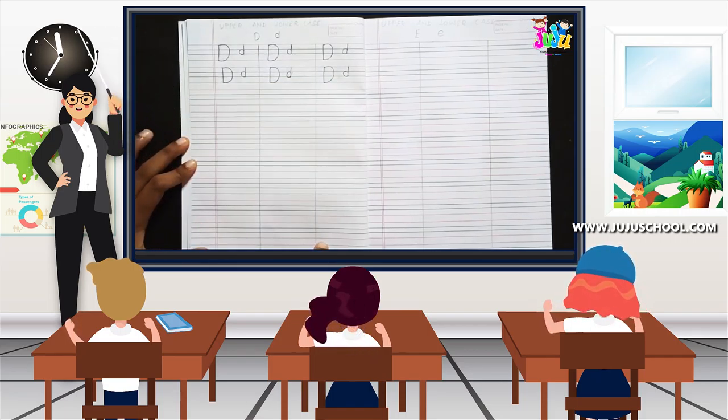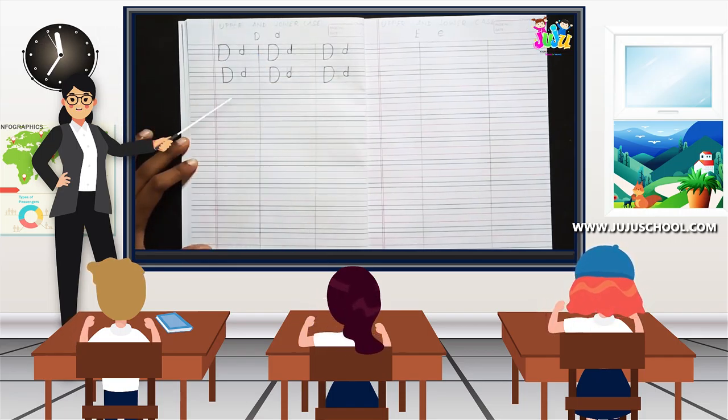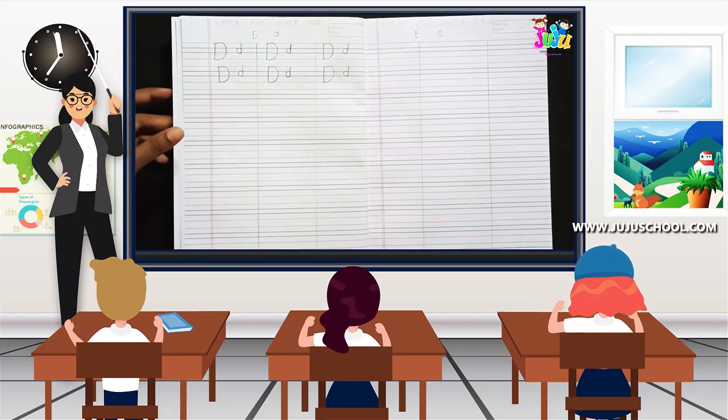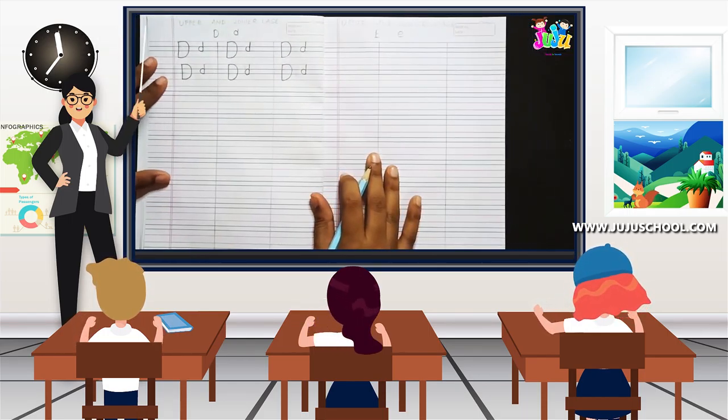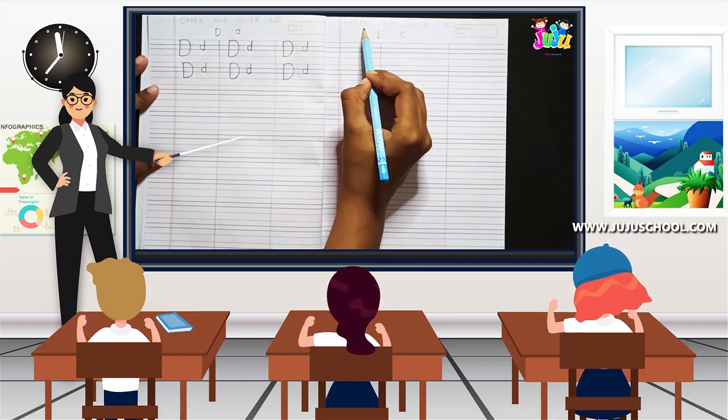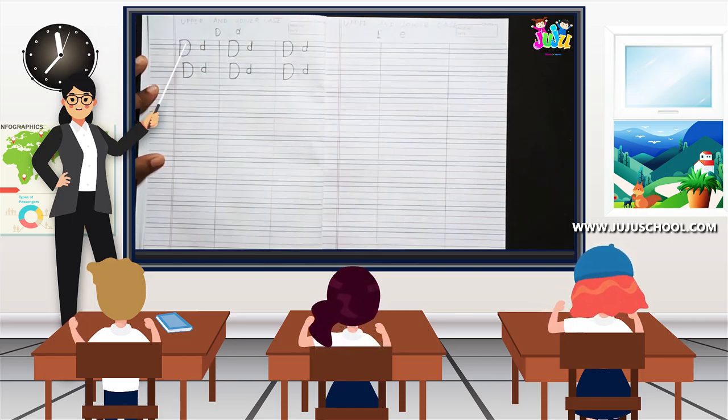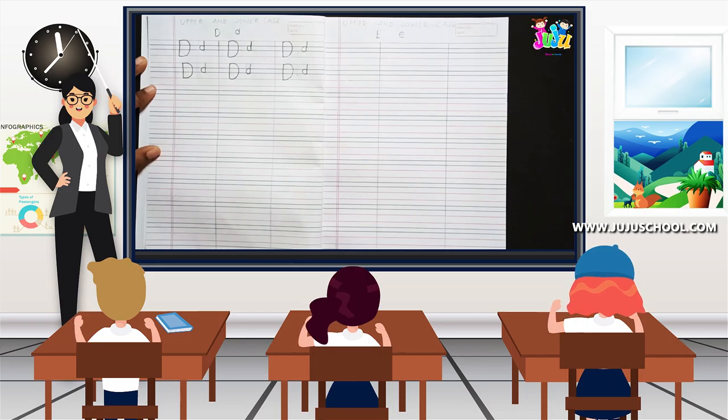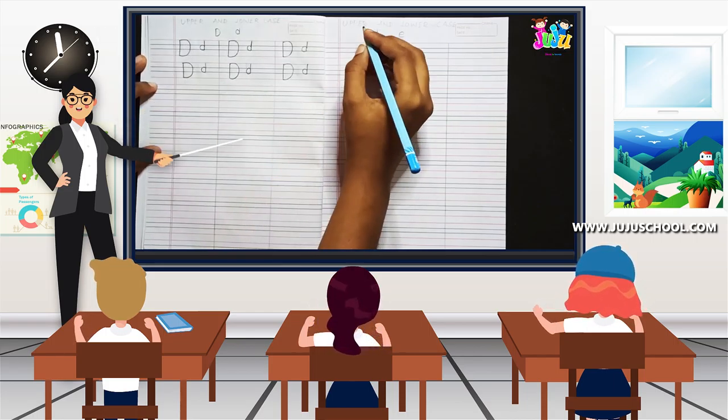And kids, you're going to do the rest of the columns and rows. Okay, fine. Now we move to letter E. We are going to write letter E in both upper and lower case. E is quite easy. Come, let's try.